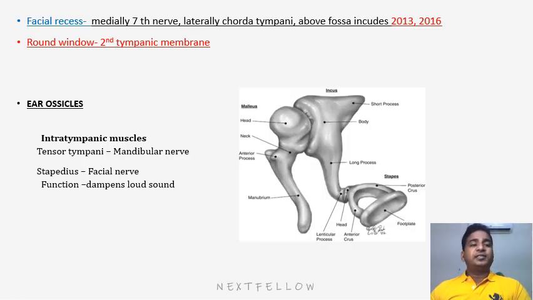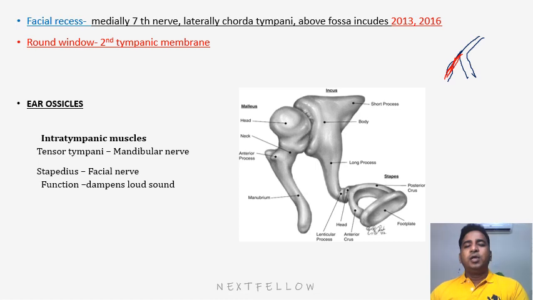Now what is the facial recess? Facial recess is an area between the chorda tympani, the seventh cranial nerve, that is the facial nerve, and the fossa incudis. How does the facial recess appear? Suppose this is my facial nerve, the horizontal part, and then comes the vertical part. And from this vertical part the chorda tympani now joins. This is my chorda tympani. I'll mark it in red.